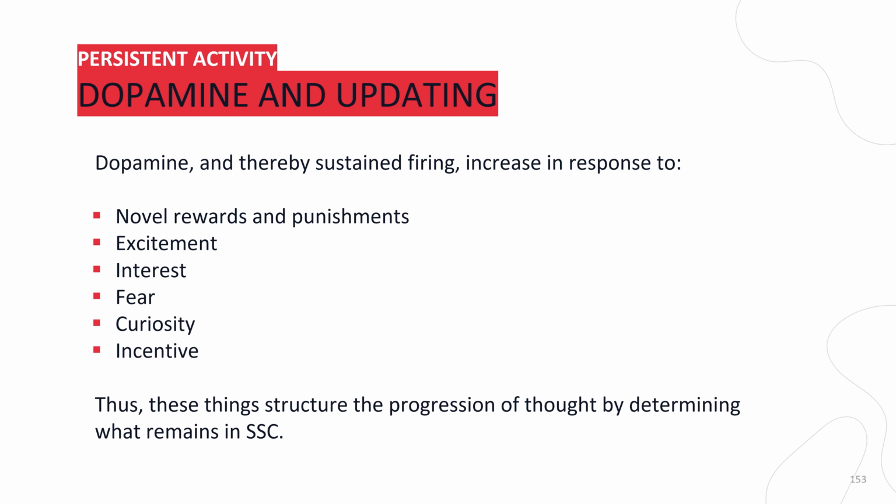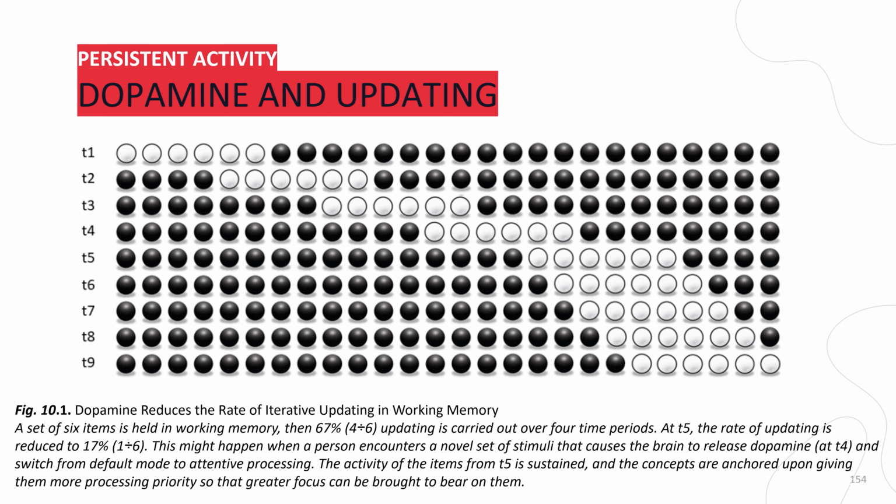Dopamine, and thereby sustained firing, increase in response to novel rewards and punishments, excitement, interest, fear, curiosity, incentive. Thus, these things structure the progression of thought by determining what remains in SSC. For the first 4 time periods here, the items are not retained very long. Then as dopamine is liberated in around time period 5, you can see that sustained firing kicks in and concepts are anchored upon, giving them more processing priority so that greater focus can be brought to bear on them.